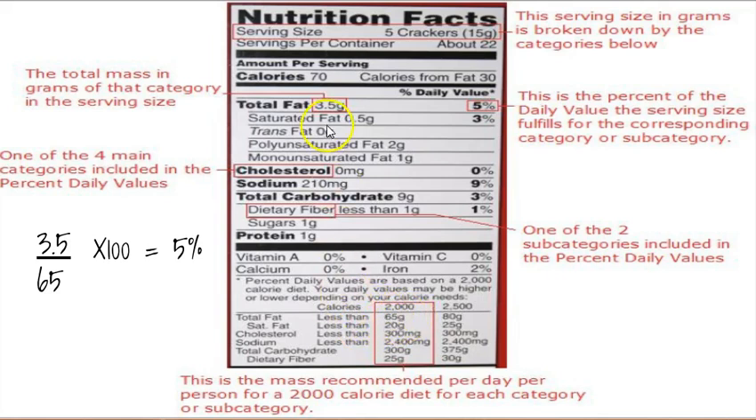And so we take the amount of fat in this one serving, which is 3.5 grams, divided by the total amount that you're allowed for the day times 100, and we get an answer of 5%. So they're saying that 3.5 grams is 5% of the daily amount of fat that you're allowed in one day.